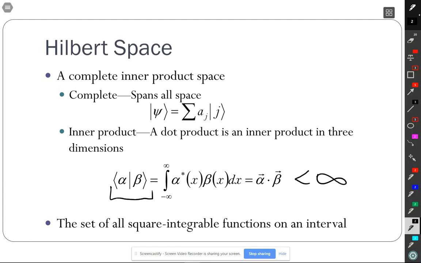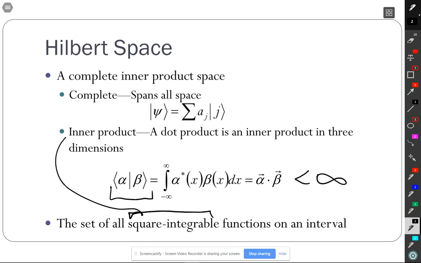So what is a Hilbert space? A Hilbert space is the set of all square integrable functions on an interval. An inner product is square integrable. This is math. As far as a physicist goes, this is math mumbo jumbo, right? We look at it, we squint our eyes, and then we try to make reality out of it. If you're a mathematician, this is some serious stuff.